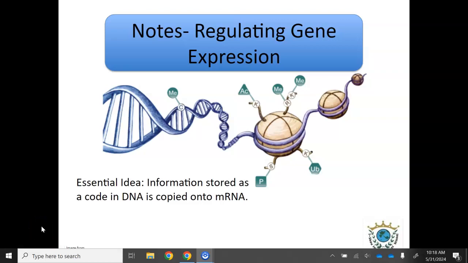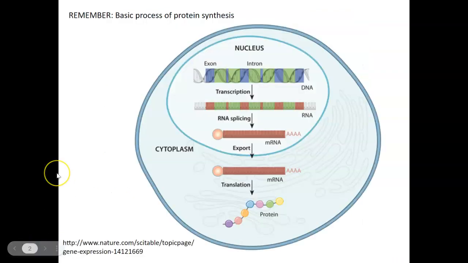This set of notes will be on regulating gene expression. Remember, we talked about in the last set of notes protein synthesis and how that happens. We said that transcription is the first step, and in a eukaryotic cell, that step takes place inside of the nucleus. It starts with DNA, and then we create the messenger RNA strand from a gene of DNA.